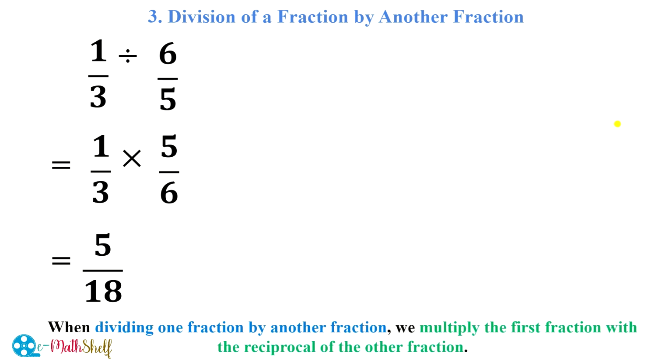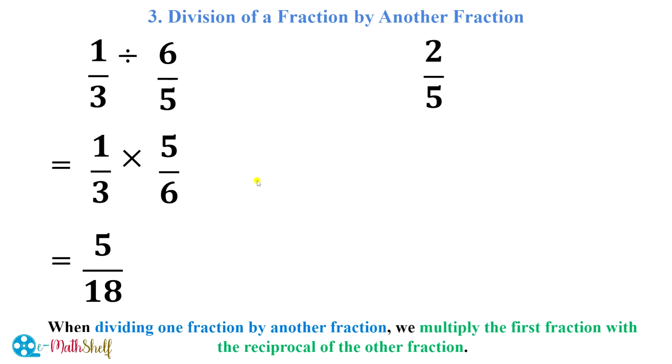So we see that when dividing one fraction by another, we multiply the first fraction with the reciprocal of the other fraction. So always remember, when you're dividing fractions, you will always convert the division sign into multiplication and you will take the reciprocal of the divisor. Okay? That is the number that divides another number.